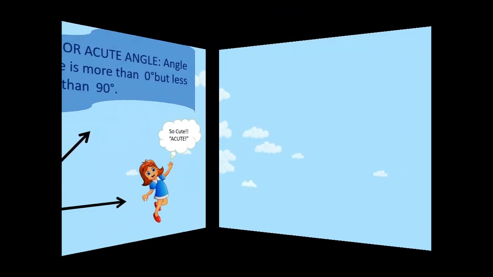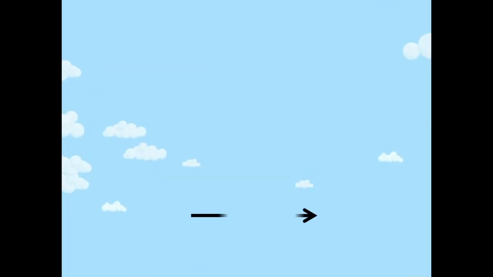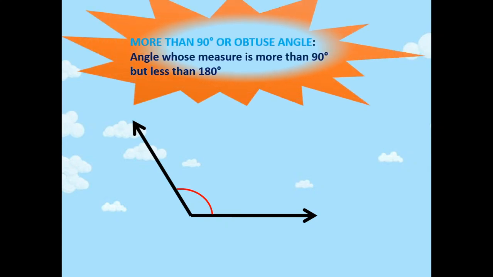In the next angle, the space between the two lines is bigger. Hence, its measure is more than 90 degrees. It is called an obtuse angle.